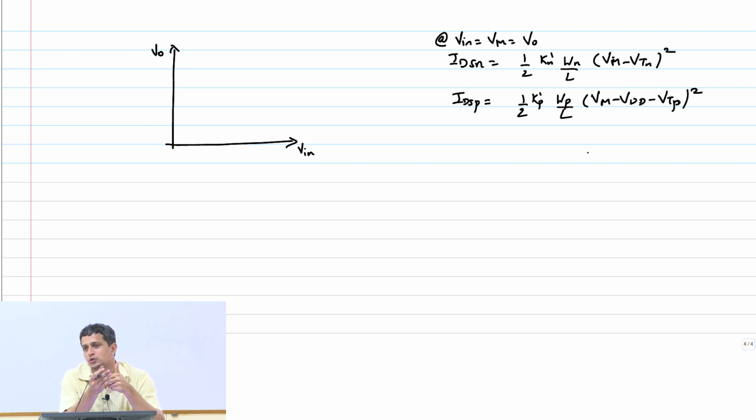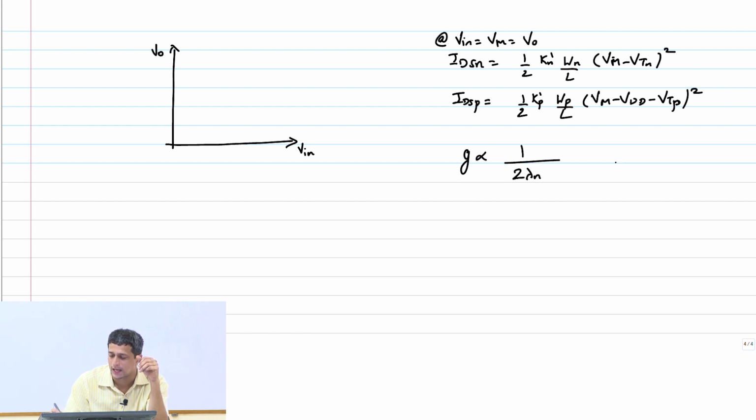There is no lambda. That's the whole point, right? So we derived an expression for the gain, right? If you remember yesterday, and we said it is 1 by 2 lambda n, assuming that lambda n equal to minus lambda p. Now lambda n is 0, what happens to the gain? Goes to minus infinity, right? Basically, it becomes a vertical line at that point.